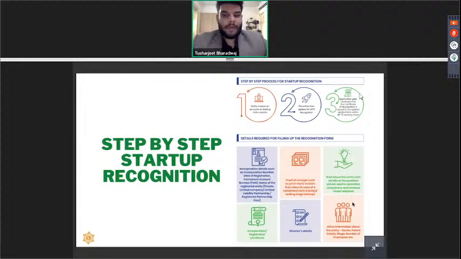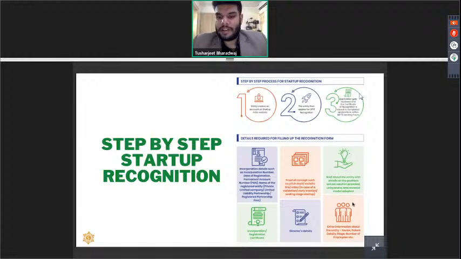Then, what are the details? You must be thinking, what are the details required for filling up the recognition form? So there are only six details which you require. The first one is incorporation details such as incorporation number, date of incorporation, permanent account number, that is your PAN, name of the registered entity, private limited company or a limited liability partnership or a registered partnership firm.